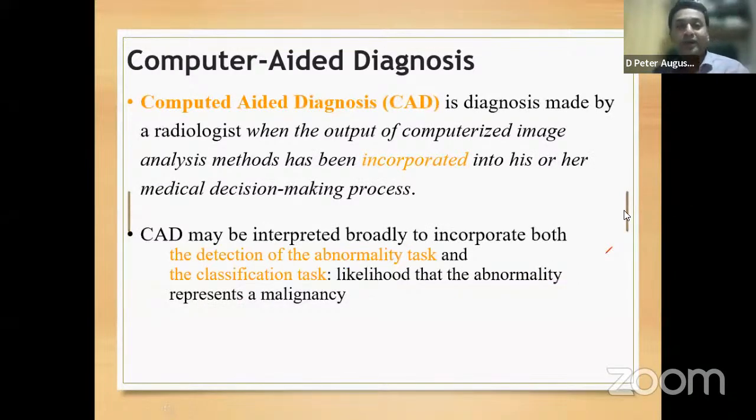It is made by a radiologist when the output of a computerized image analysis method has been incorporated into their medical decision making process. There are many software tools provided by different companies to hospitals and radiologists. The input image is taken from the radiology department and transferred to the radiologist's computer. The radiologist opens the application of that particular diagnostic tool, drags and drops the image, and it tells where the problem is.